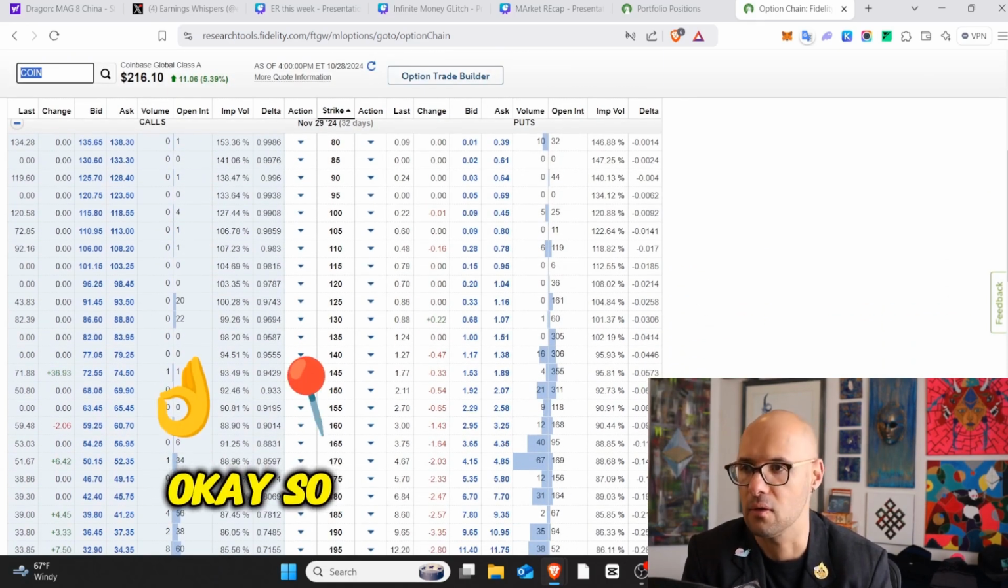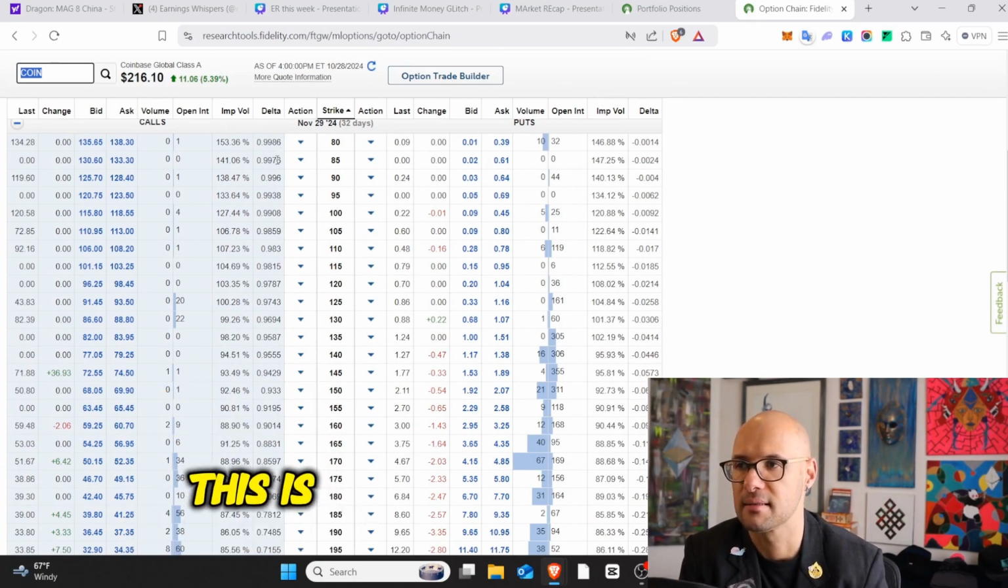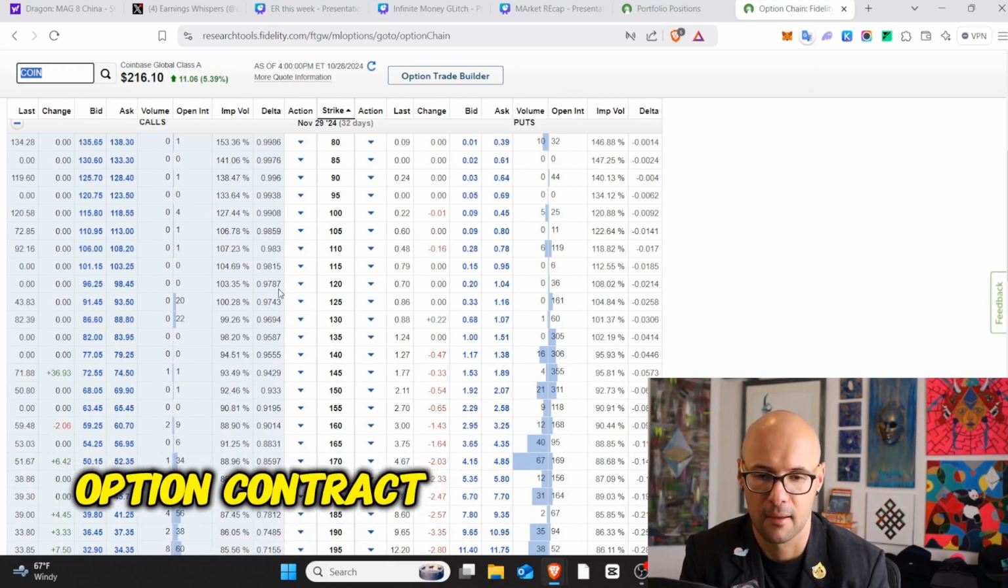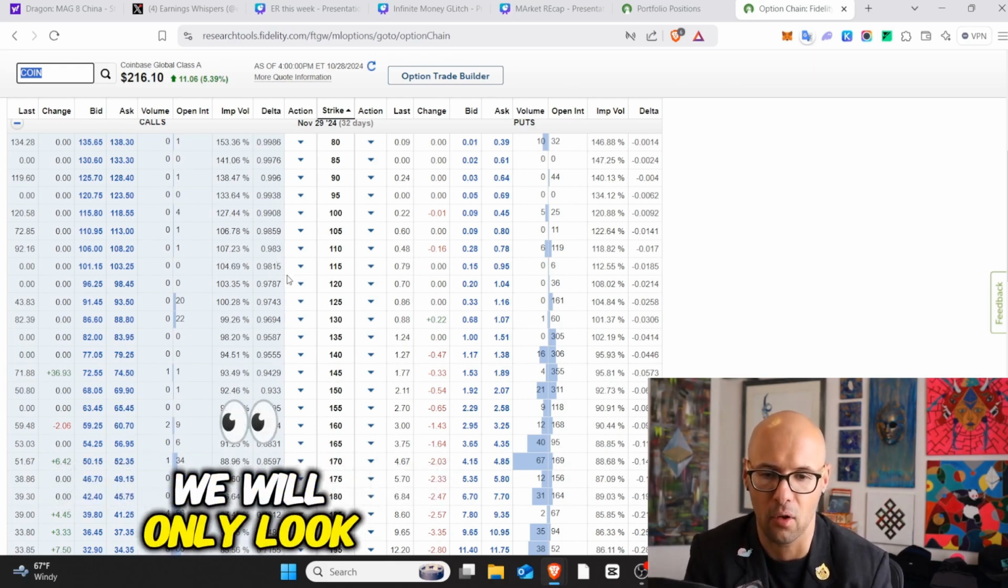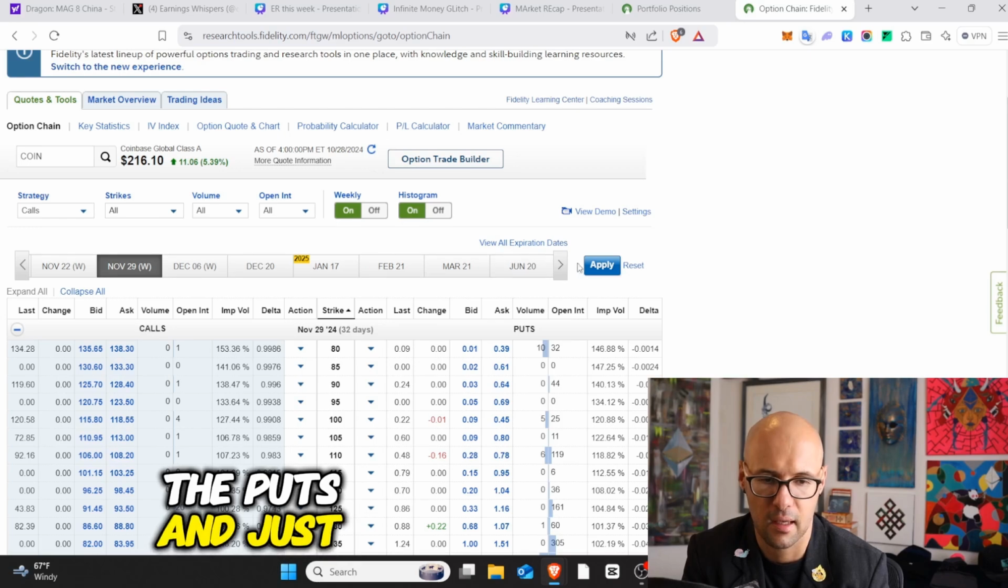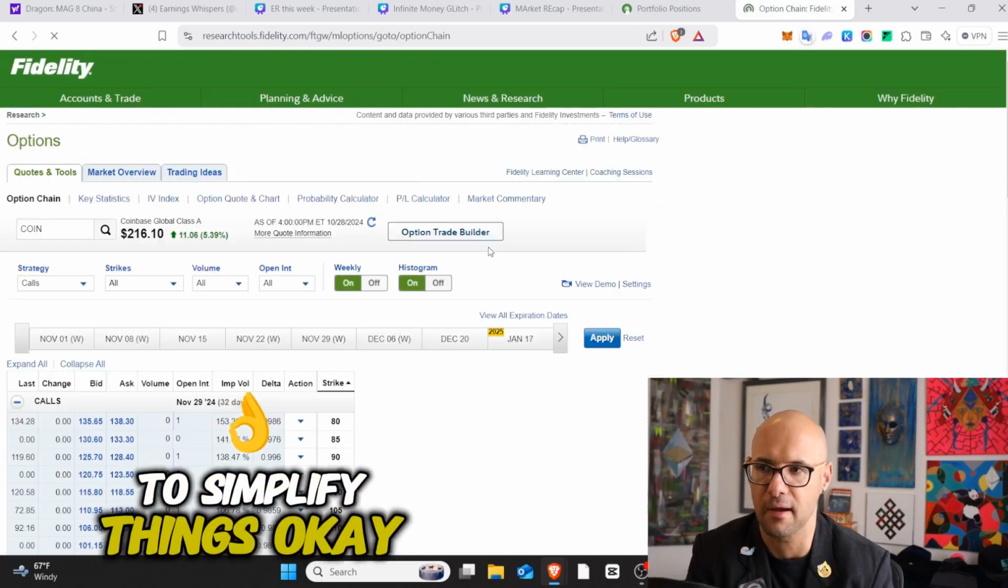Okay, so right here we see delta. This is how we decide which option to sell. On the right side are puts. We will only look at calls. Let's take out the puts and just do calls to simplify things.